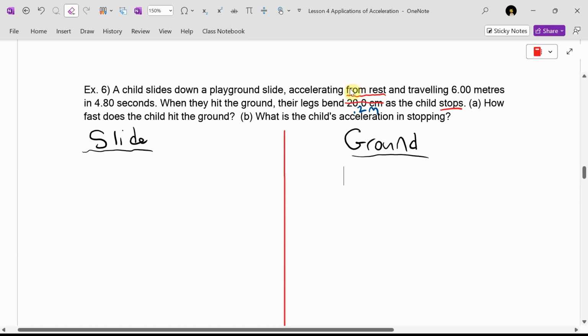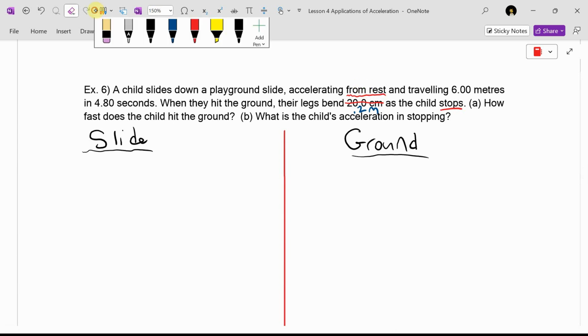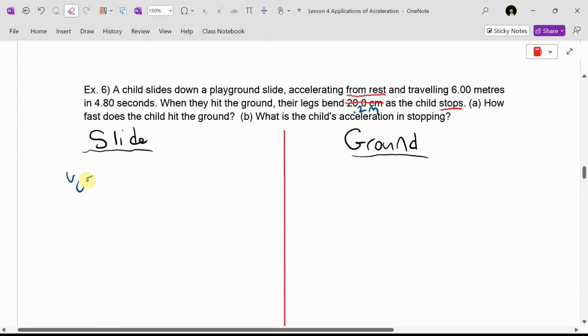So from rest right here, where are we when we're from rest? On the slide or on the ground? I'm going to say on the slide, VI equals 0. I'll put that in the slide column. That's 6 meters, the next number that I see. Is that the distance we travel on the slide, or once we're on the ground? So D equals 6.